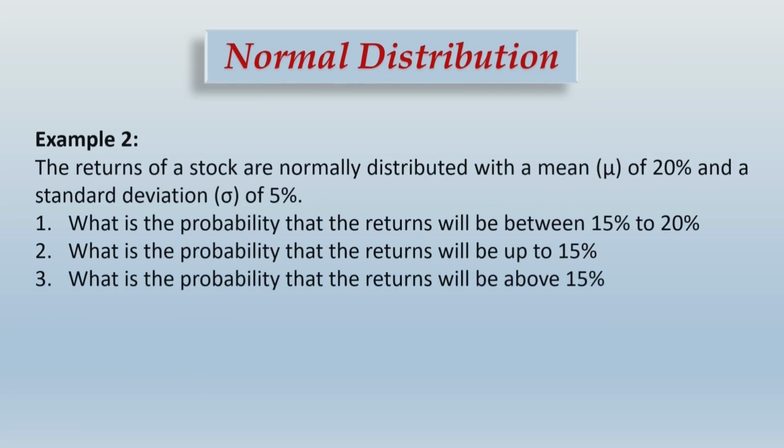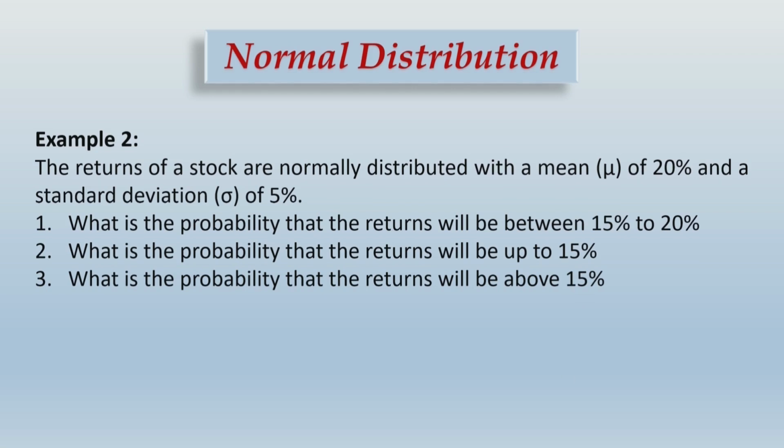Example 2, it says the returns of a stock are normally distributed with a mean, that is mu, of 20% and standard deviation of 5%. What is the probability that the returns will be between 15% to 20%? What is the probability that the returns will be up to 15%? And what is the probability that the returns will be above 15%?